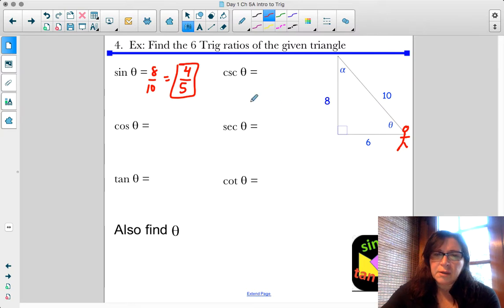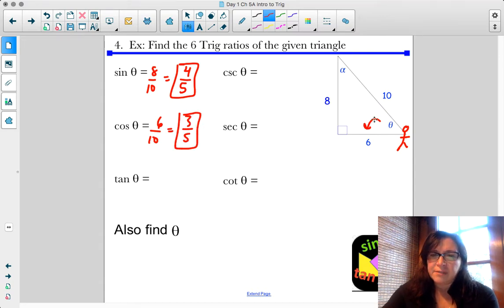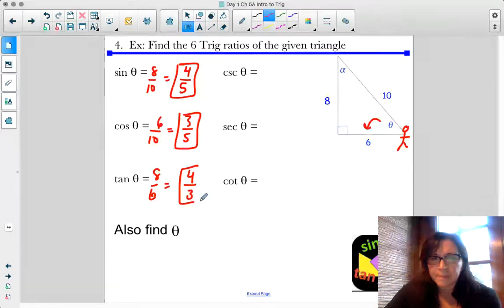You could do that in the regular triangle, but we're just going to pass on that. Cosine is going to be adjacent over hypotenuse, so that's going to be 6 over 10. Dividing by 2, I'm going to get 3 over 5. Tangent of theta is opposite over adjacent, so we have 8 over 6. Reducing that by 2 is going to be 4 over 3.